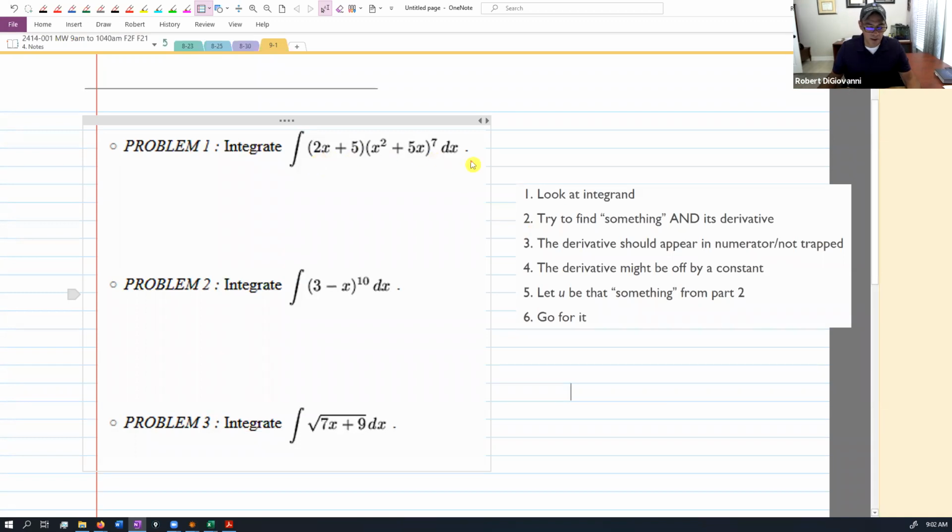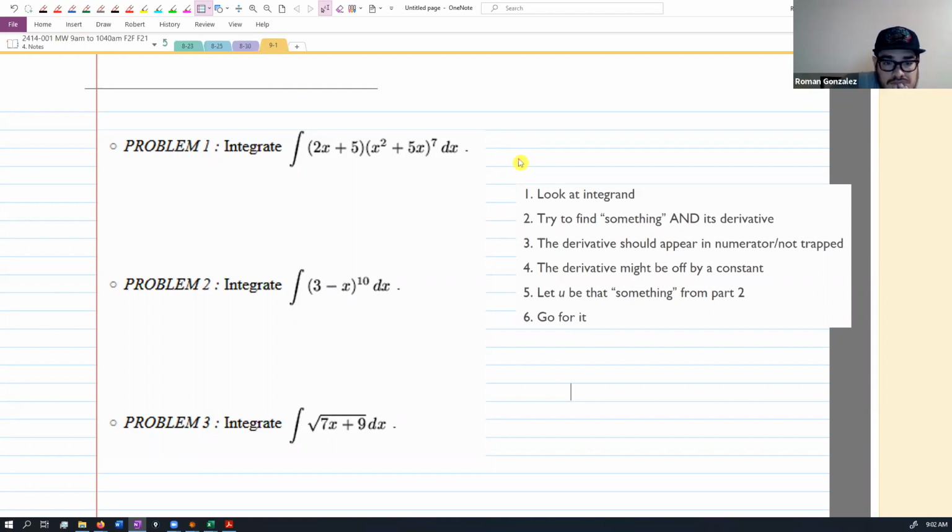Remember, we're supposed to look at the integrand. We're supposed to try and identify 2 things, right? Something in there, and then hopefully within the integrand is also the derivative of that something. And it's important that the derivative not be in the denominator, that it not be trapped, and that it could possibly be off by a constant, meaning that when we take the derivative of that something, that derivative can be off by 2 or off by 1/2 or something like that. That's okay.